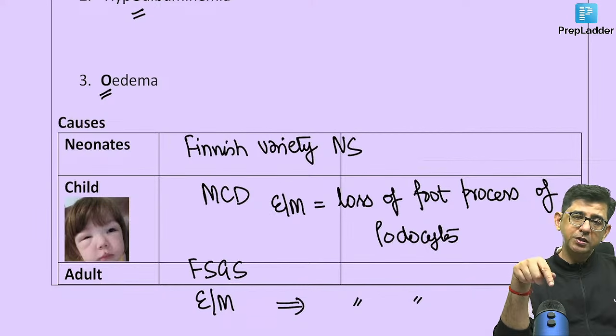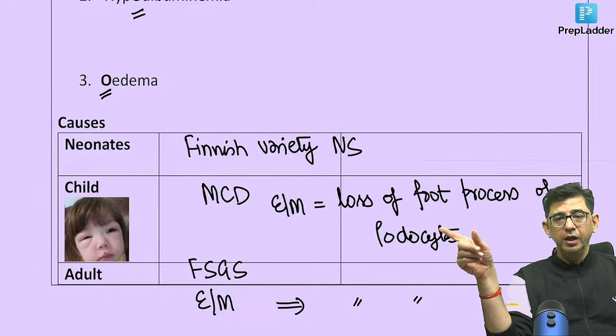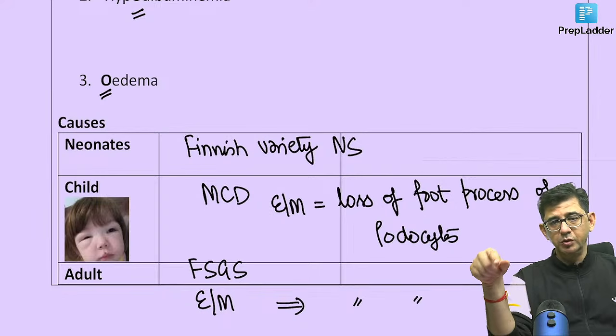So if you get a question in which foot processes or podocytes are lost, it can be either of the two possibilities. If light microscopy is normal, then you will answer as minimal change disease.